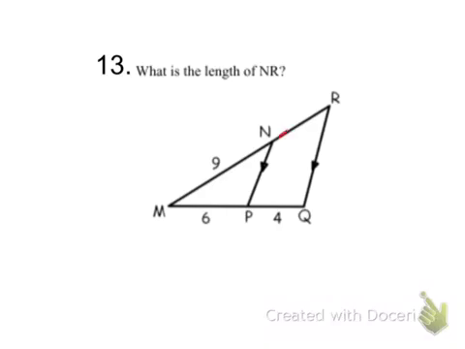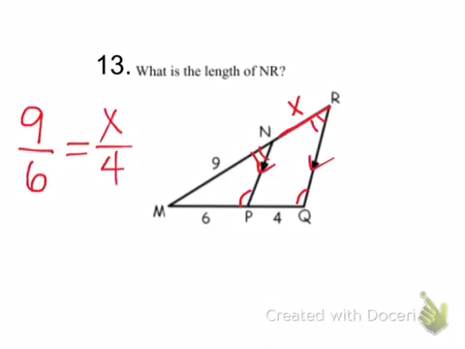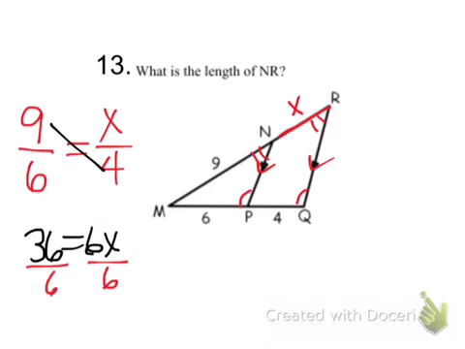What is the length of NR? NR goes from here to here, so that would be X. Remember, these are going to be similar triangles because these lines are parallel. So by the angle-angle theorem, they're similar. So I can use my proportional sides. So I could say 9 matches up with 6, and X matches with 4. So if I use my cross products, that's going to give me 36 equals 6X. And to solve for X, I need to divide both sides by 6. So I know that NR, or X, equals 6.